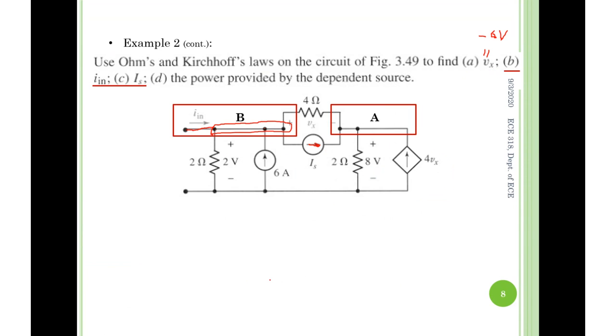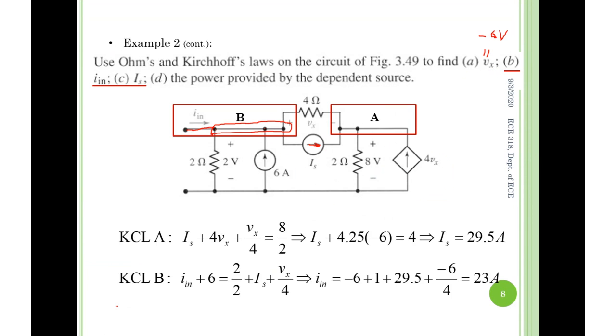All right, let's see the solution here. It's not a difficult equation. It's one equation, one unknown, and another equation, one unknown, and then we find the answer. Of course, again, Vx equals -6, we just found it. This is the equation here: one KCL at A, another KCL at B.